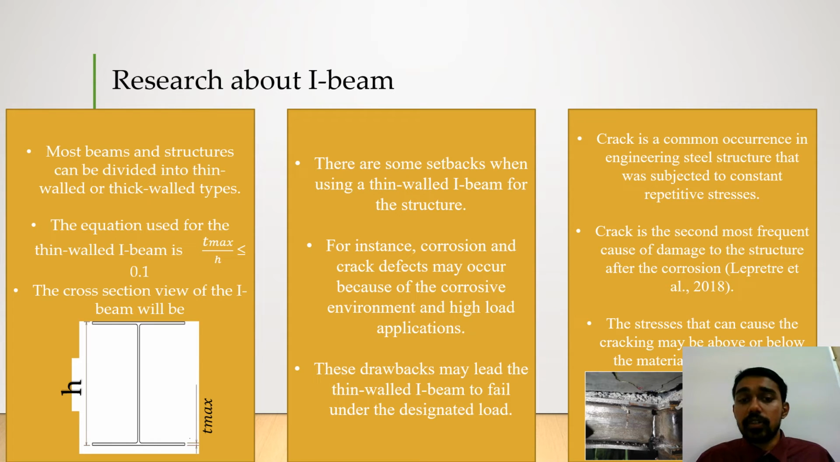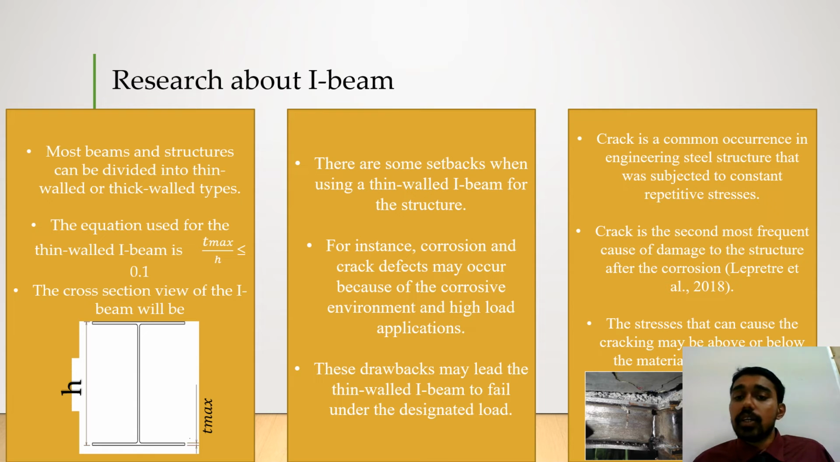Let's see about the defects of the I-beam. There are some setbacks when using a thin wall I-beam for the structure. For instance, corrosion and crack defects may occur because of the corrosive environment and high load application. These drawbacks may lead the thin wall I-beam to fail under the designated load.